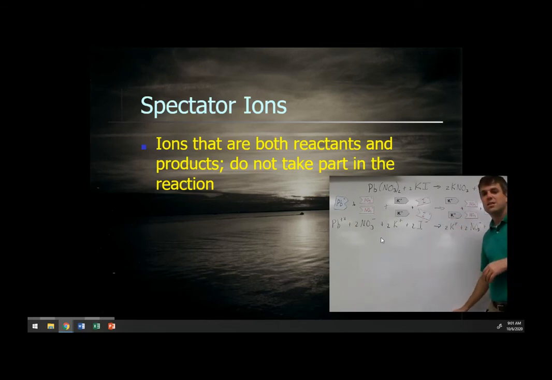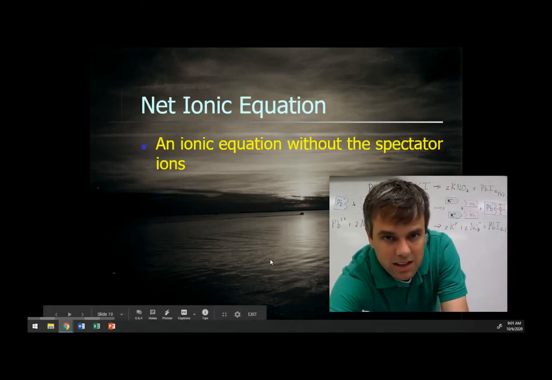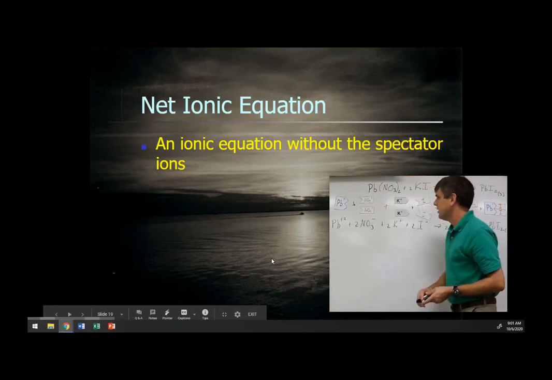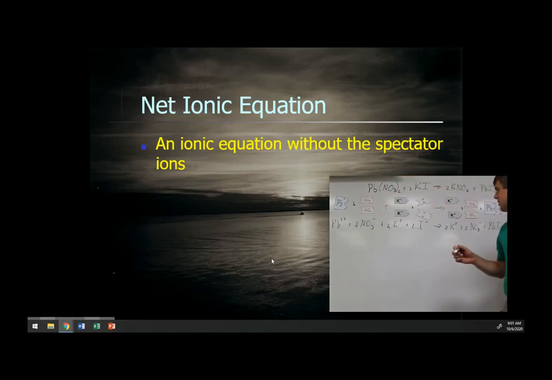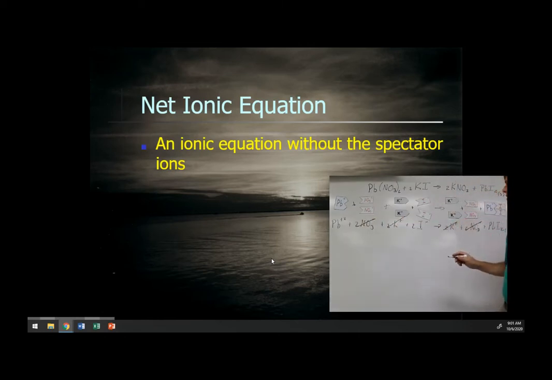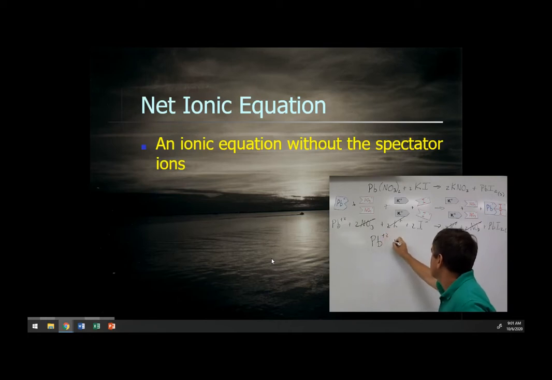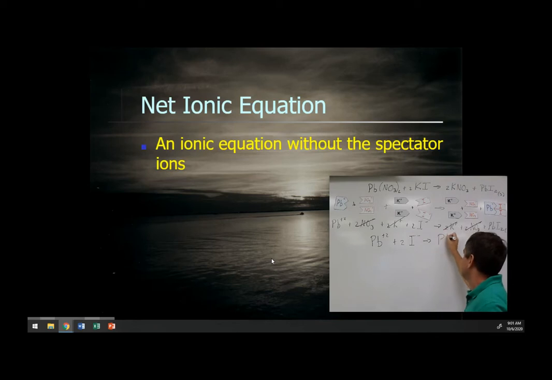And so to get to a net ionic equation, what we will do is we will eliminate the spectator ions. So we'll take the nitrates and cross them out, and the potassiums and cross them out. And so our net ionic equation just says that lead(II) plus 2 iodides makes lead(II) iodide, like so.